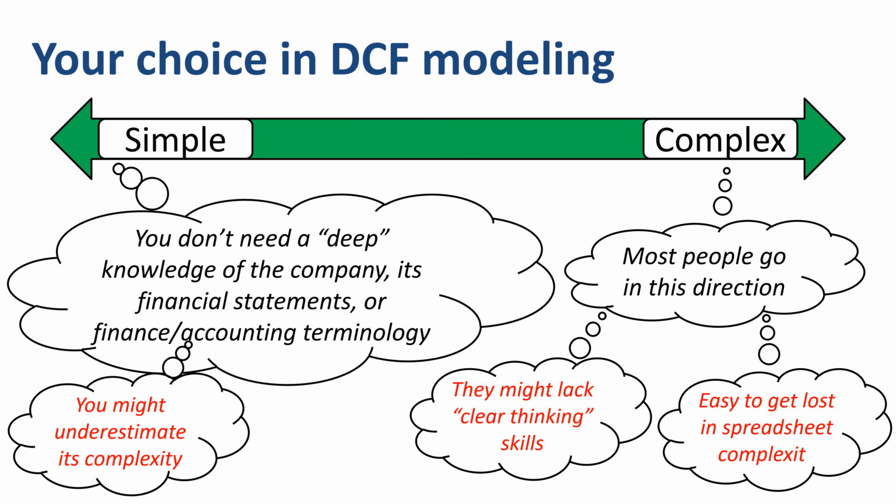If you have hundreds of line items in your discounted cash flow model, do you really understand which of those are the high impact ones? It's easy to get lost in spreadsheet complexity, with numbers not tying out or formulas incomplete. Only go complex when you're able to handle it.